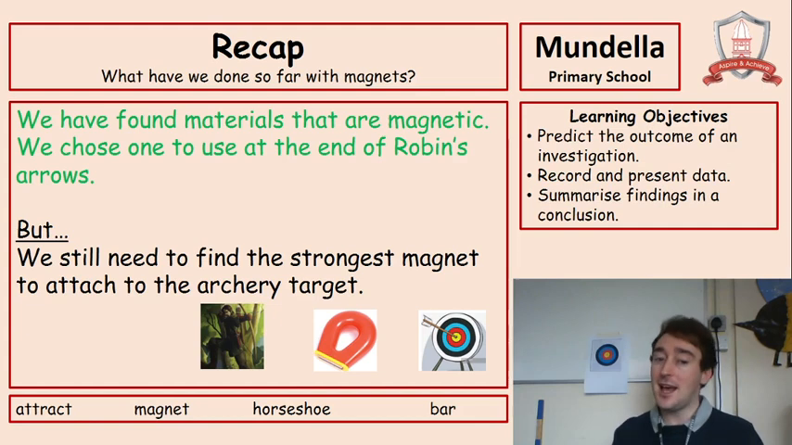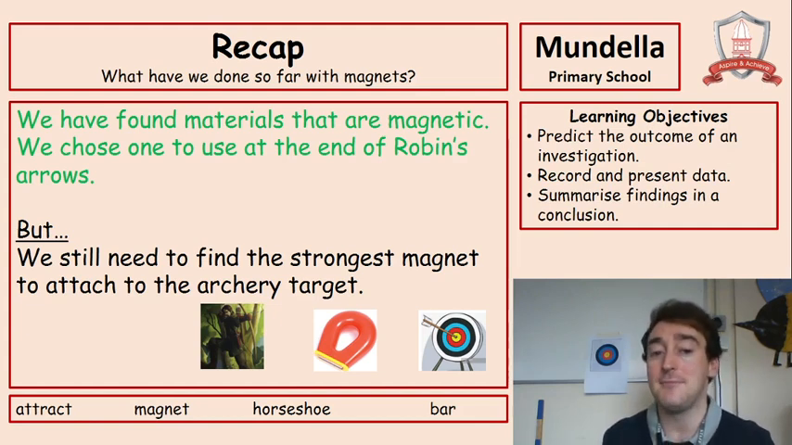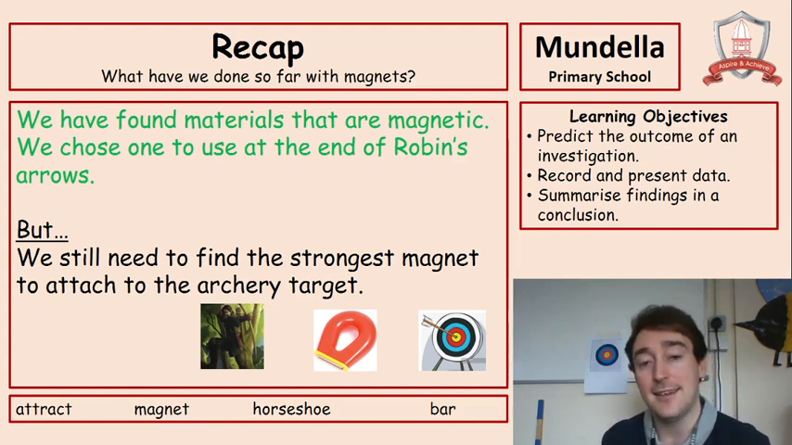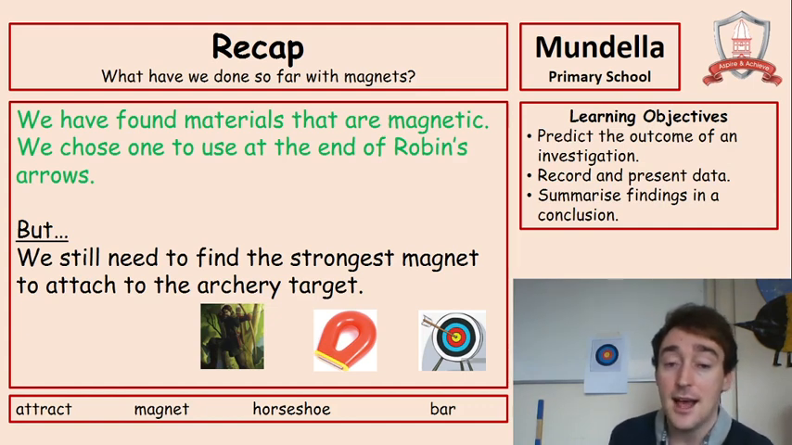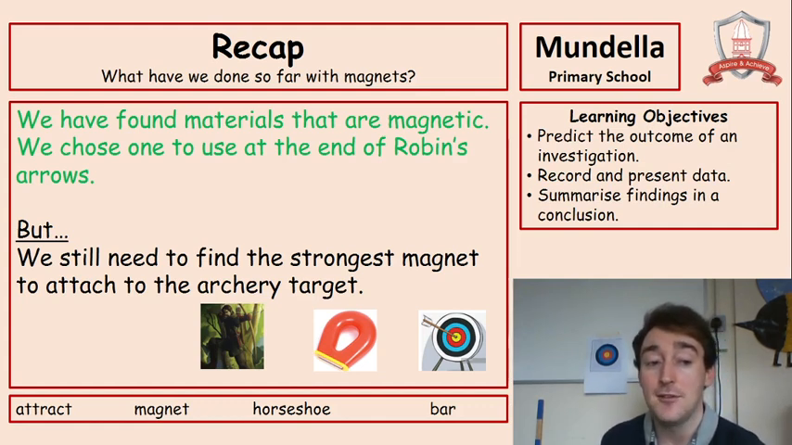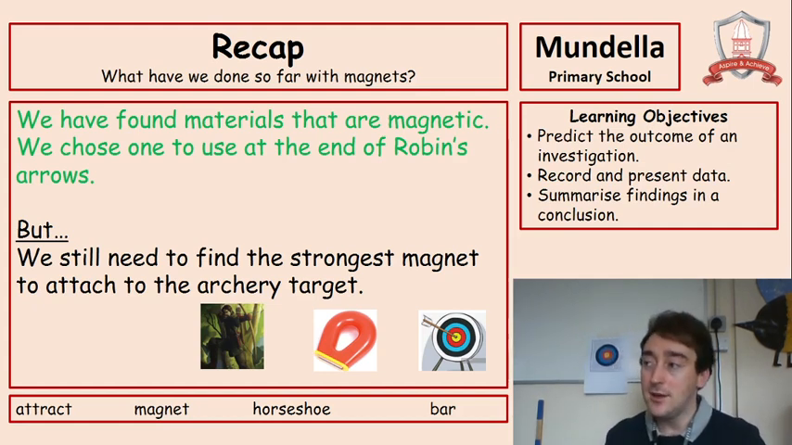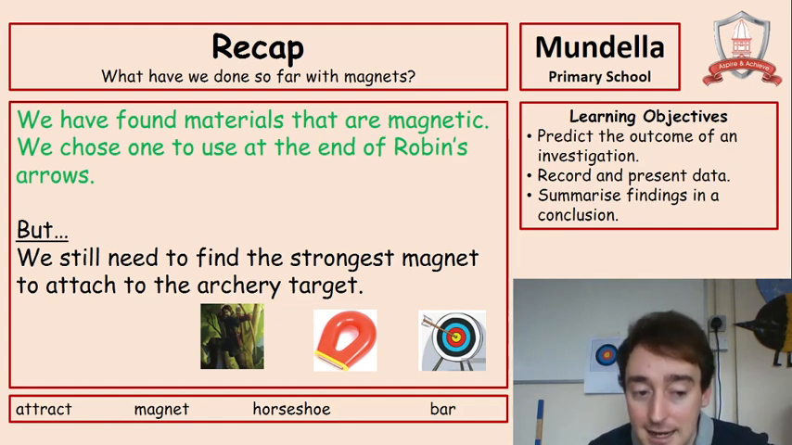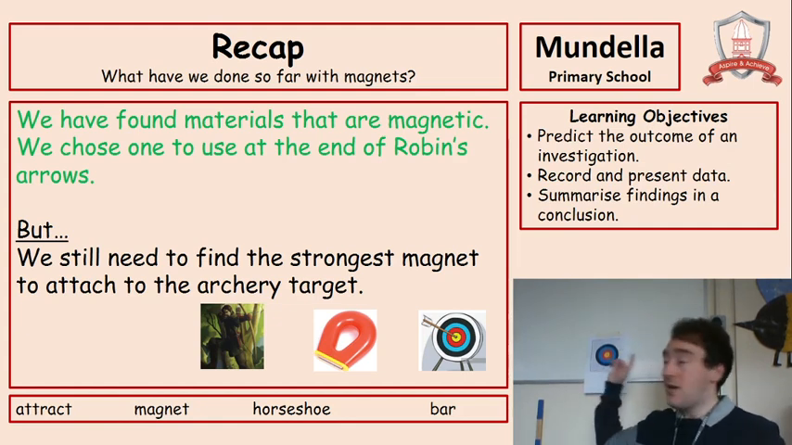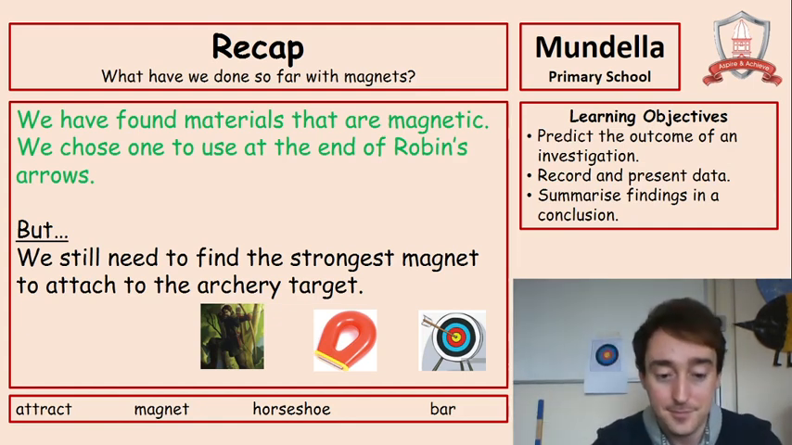Okay, but let's have a recap. What have we done so far with magnets? Well, we found out yesterday in an investigation that 5 of our materials were magnetic, and then we chose one at the end to use at the end of Robin's arrows so that they would go straight into the target. But will they go into the target if we don't have anything magnetic at the back? No. So today we need to find the strongest magnet to attach to the back of our archery target here.